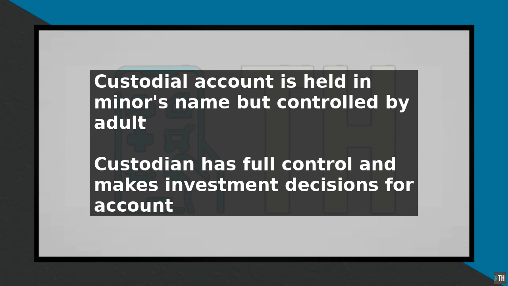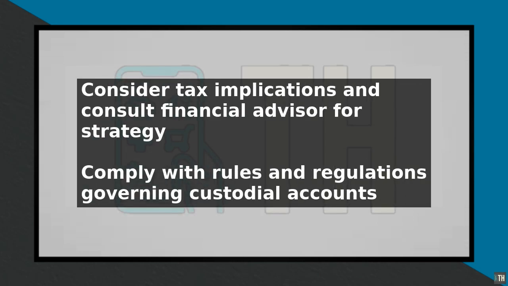To get started, go to the Robinhood website or mobile app and follow the prompts to add a new account. You will need to provide the required information and verify your identity. Once the account is open, you can begin investing and managing the account on behalf of the minor.